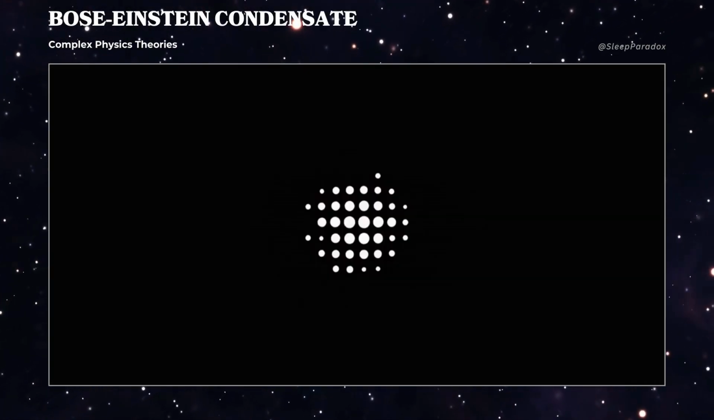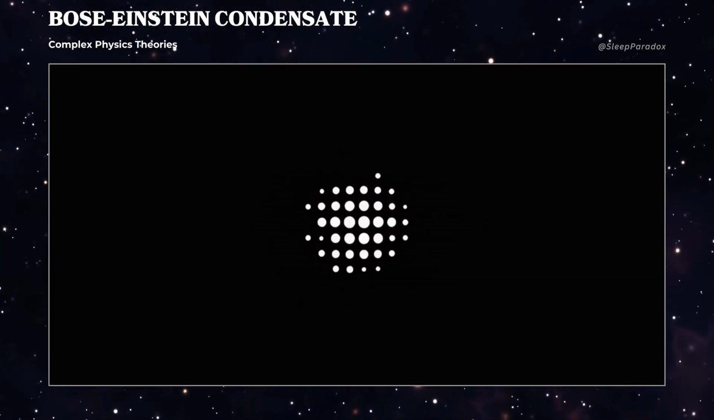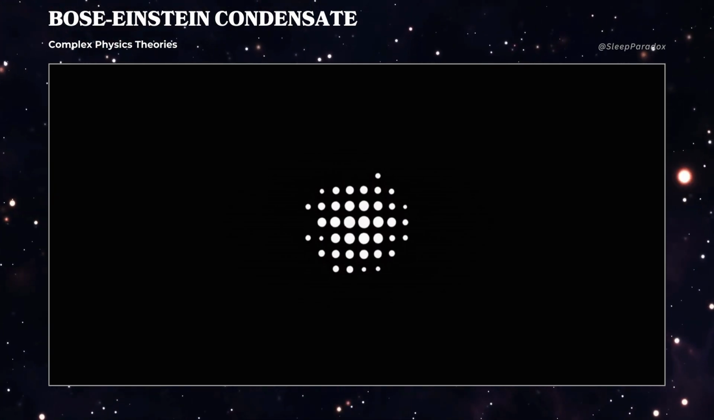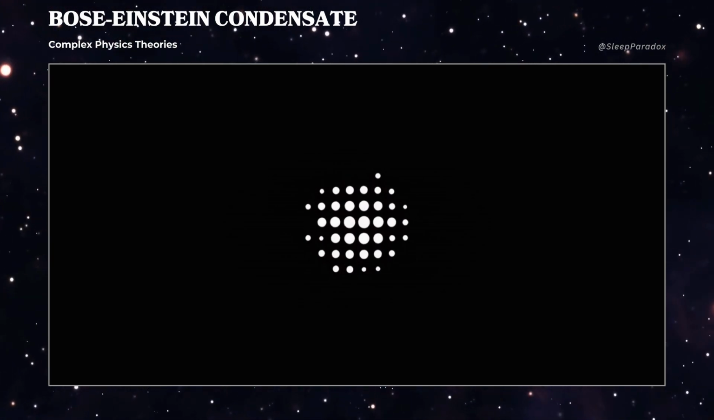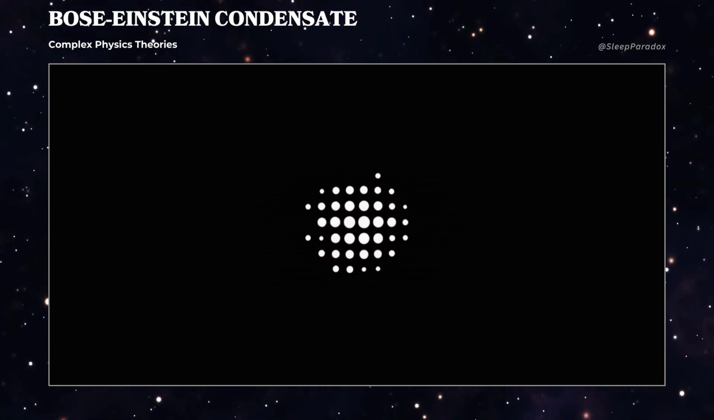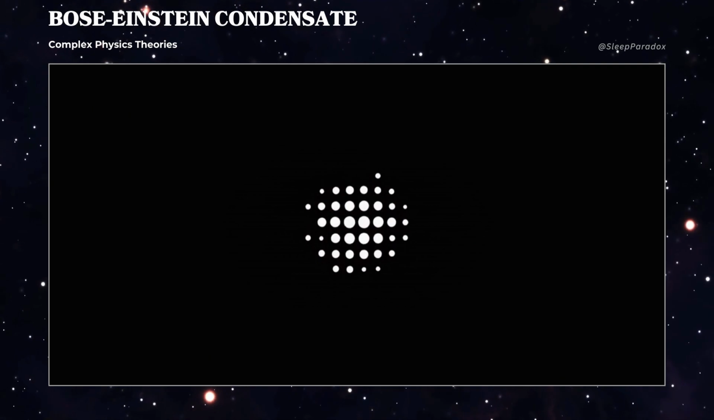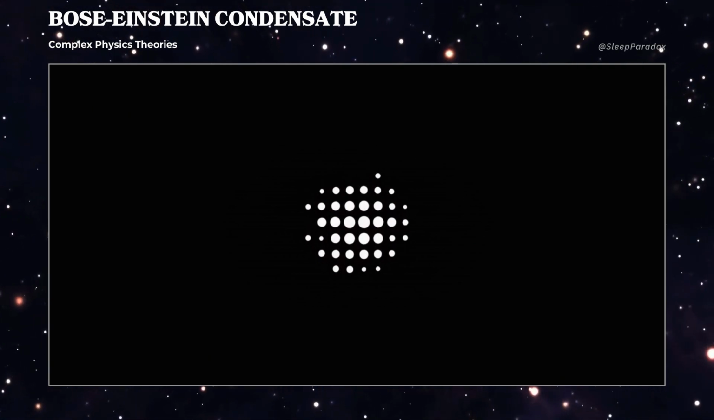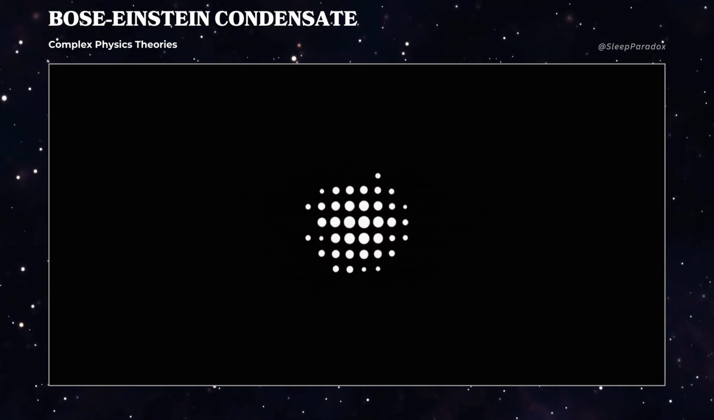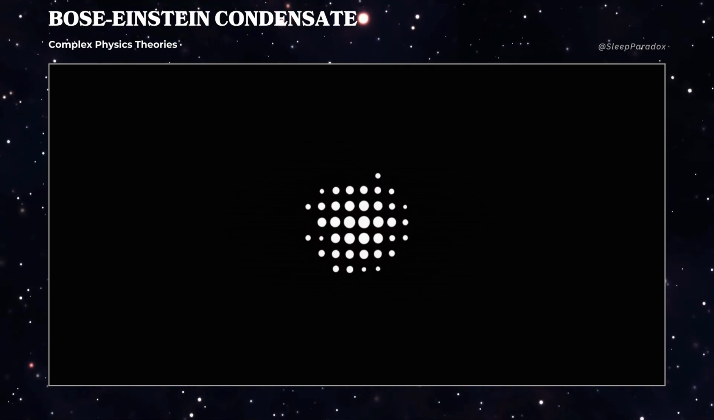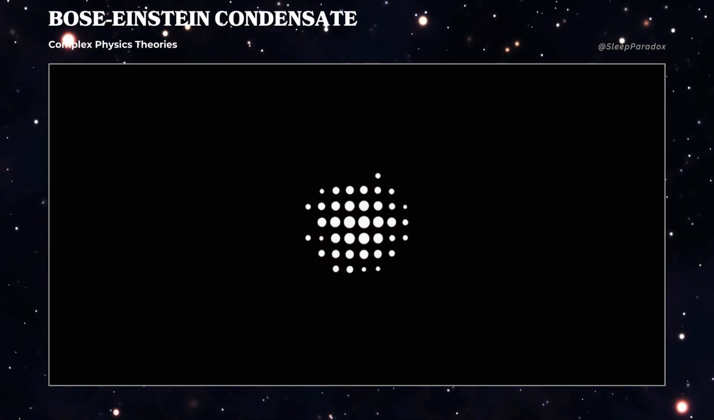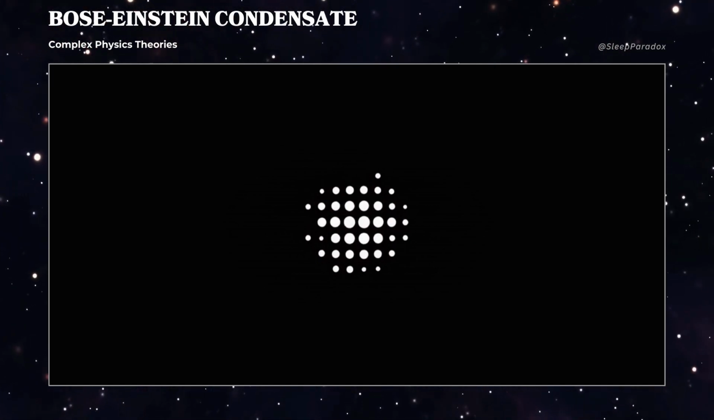Bose-Einstein Condensate. The Bose-Einstein Condensate is one of the most fascinating and counterintuitive states of matter ever discovered. It's what happens when certain particles are cooled to temperatures just a tiny fraction above absolute zero. Under these extreme conditions, matter begins to behave not like a collection of individual atoms, but like a single, unified quantum entity. To understand what makes a Bose-Einstein condensate so special, we need to talk about the particles involved, bosons.